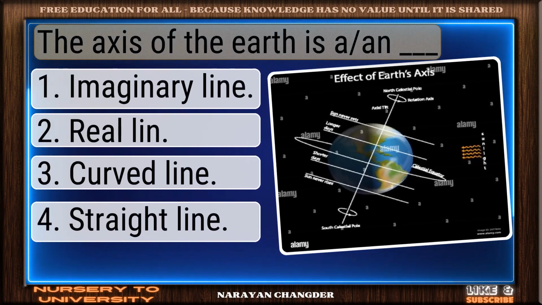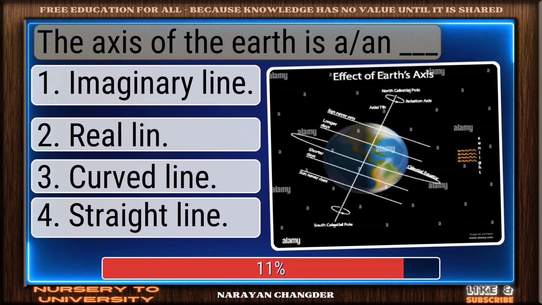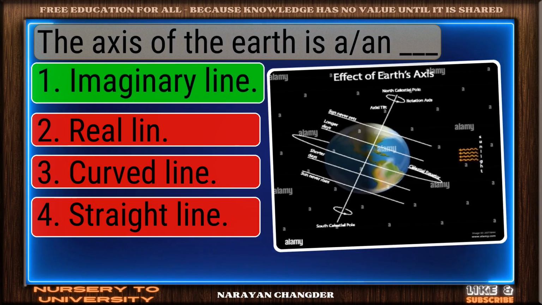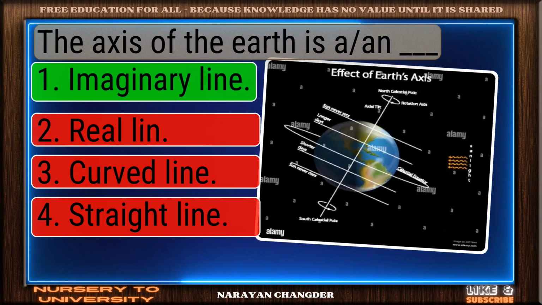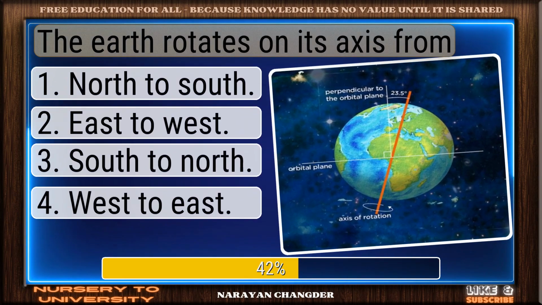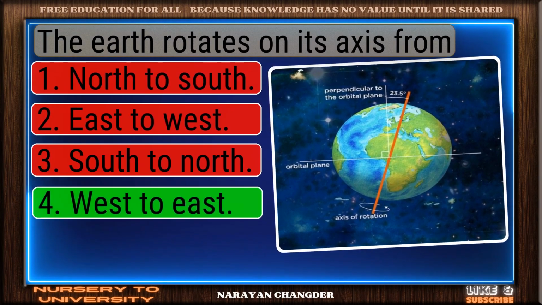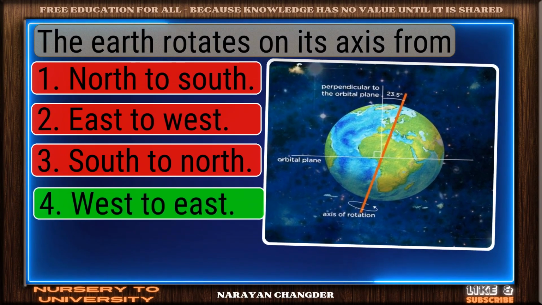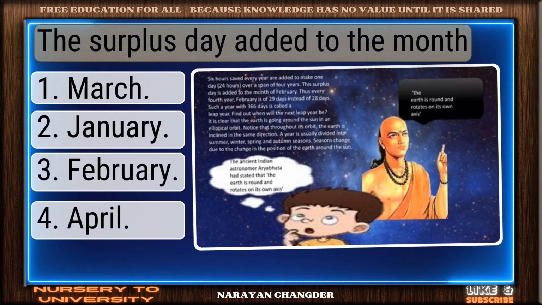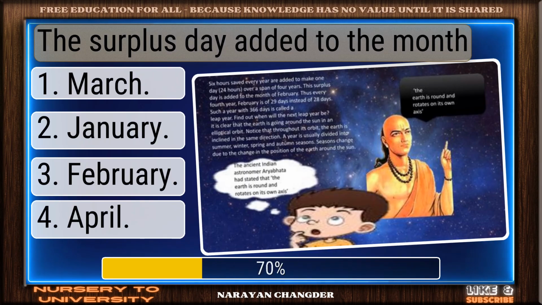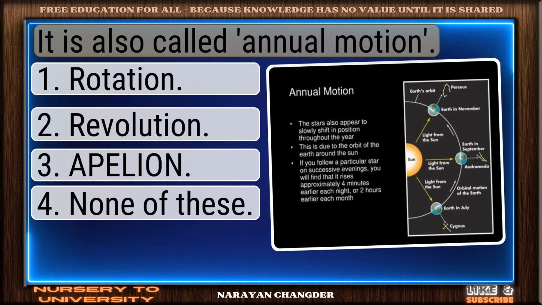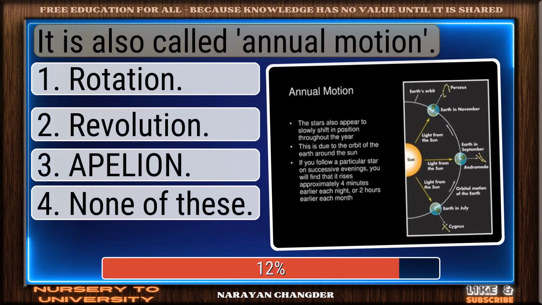The axis of the Earth is an dash. You're right. Imaginary line is the correct answer. The Earth rotates on its axis from... Nice work. You chose west to east and it is correct. The surplus day added to the month... Bravo. February is the answer. It is also called annual motion.